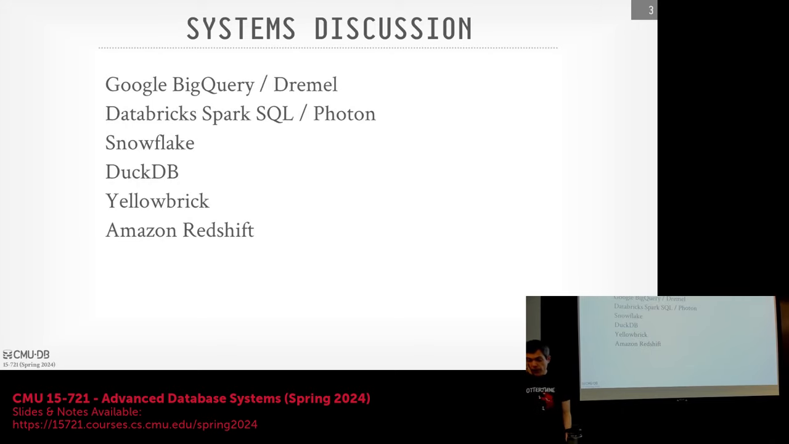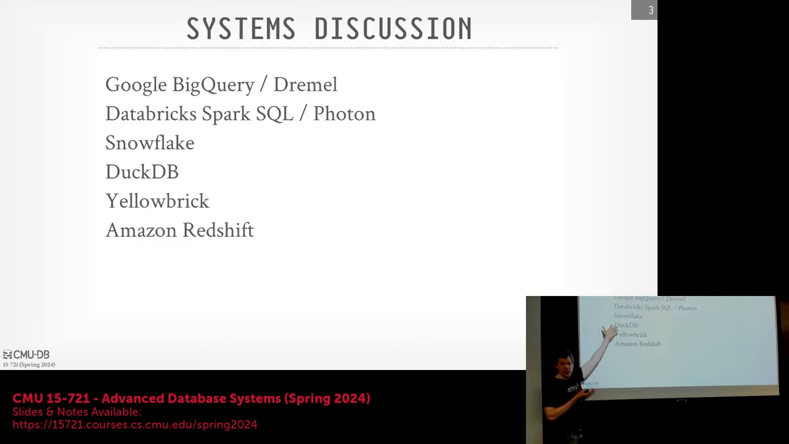So, as I said, we're going to start off with Google Dremel, BigQuery today. Wednesday, we'll talk about Databricks, Spark SQL, and Photon, and then Snowflake, DuckDB, Yellowbrick, and Redshift. Because of the stomach virus, we had to drop the last one, and I decided to drop the Microsoft paper instead of the Yellowbrick one because, as he was asking about before, the Yellowbrick one is wild because they do all sorts of low-level systems optimizations, and they report real numbers in their papers. Whereas these other papers, you're not going to see that.